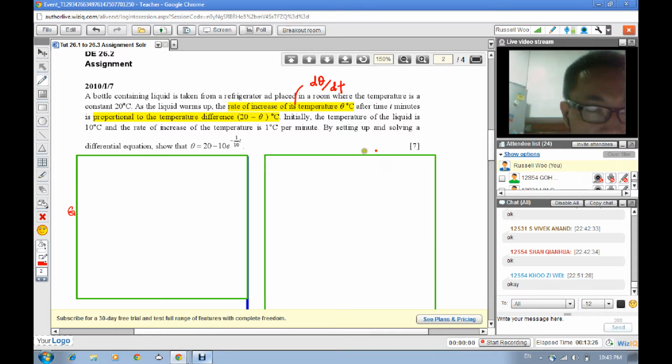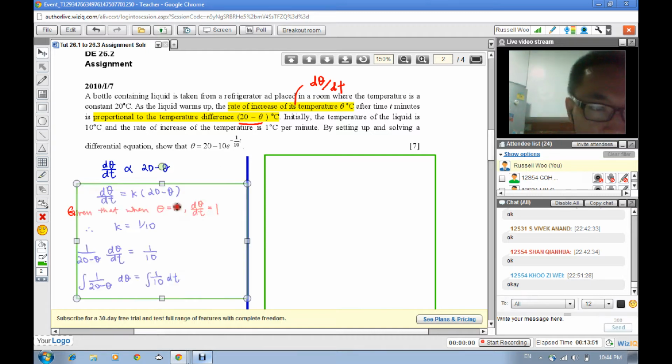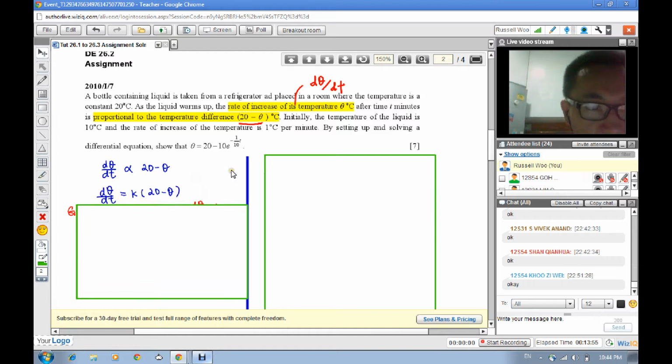It's proportional to the temperature difference, and in this question it's easy. They give you the temperature difference as 20 minus theta. So all of us will be able to write this. Just write this down first. Don't be too ambitious. Just write this down, which is given. Shouldn't be that bad. Of course, we know the proportional sign we can easily change to a constant. Change that with a constant k, and we are done.